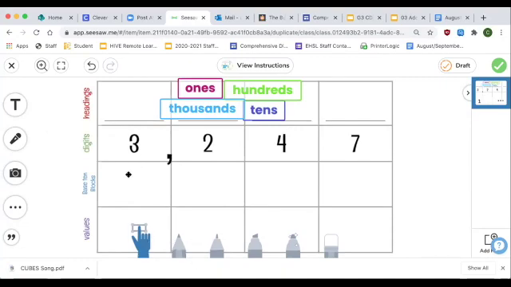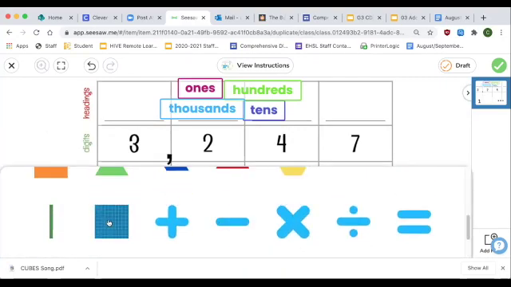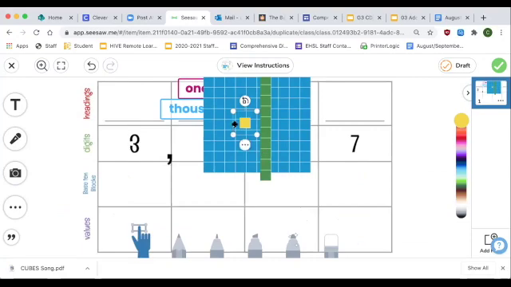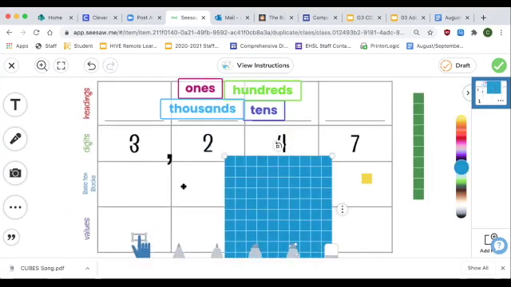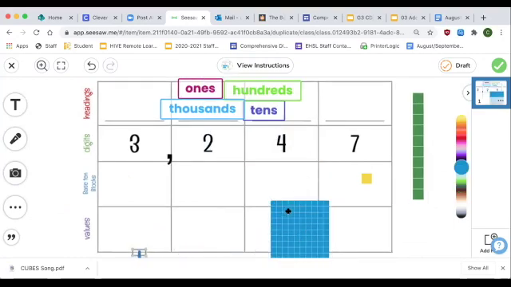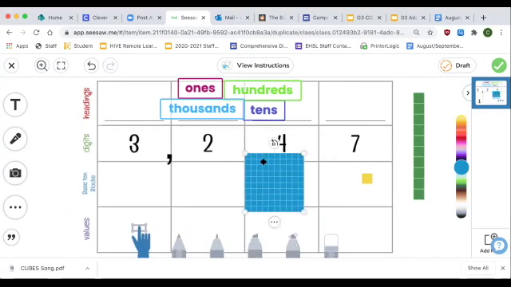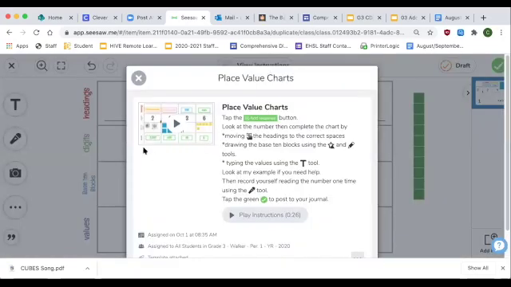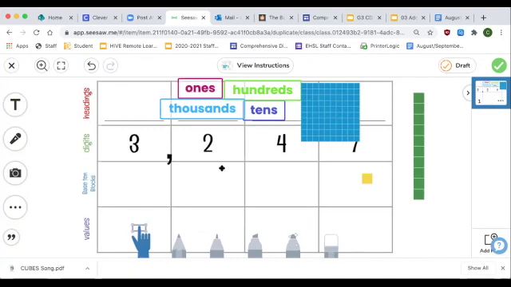draw the base 10 blocks or use the shapes to build your base 10 blocks. But you're going to want to shrink them down so that they fit in the box, as best as you can. Then you're going to write the values. So when I say values, and again, you can look at the directions if you forget, it's how much a column is worth.